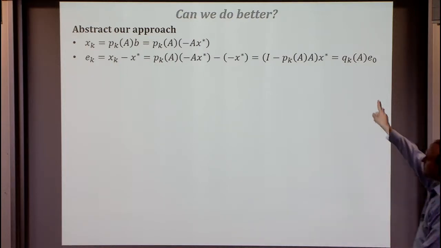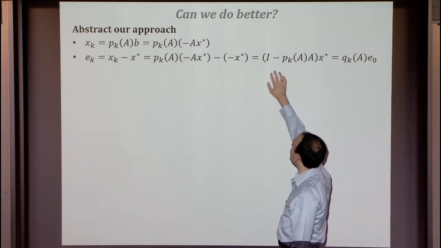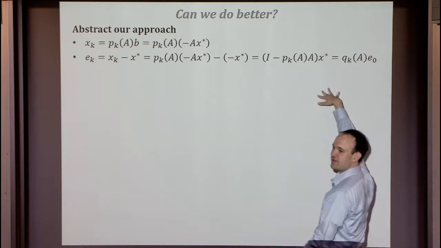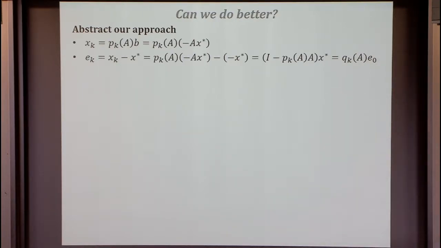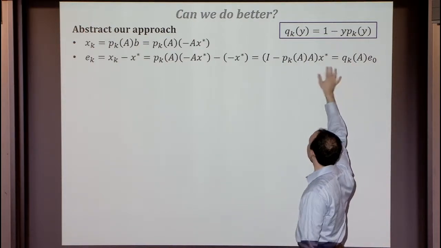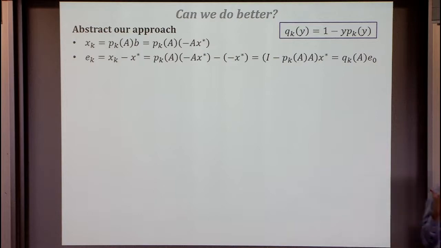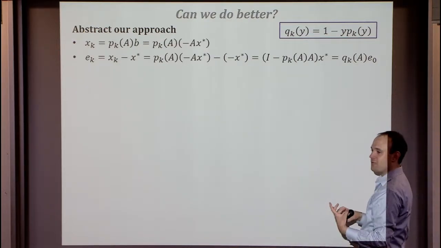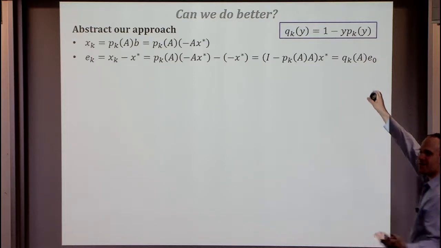What you end up with is that your error is what you get by I minus the polynomial. Here it was the Taylor series applied to your matrix. And then that whole thing applied to the vector x star. I'm just going to name this quantity 1 minus y p of y, I'm just going to call that q of y, or q_k of y for each one of the iterates. So the upshot was that all we really did was apply a polynomial to our matrix, and then what that did to the actual error was apply another polynomial to the error.